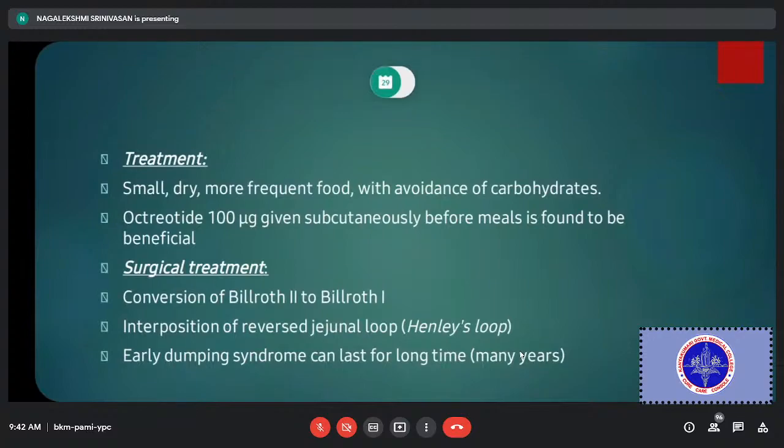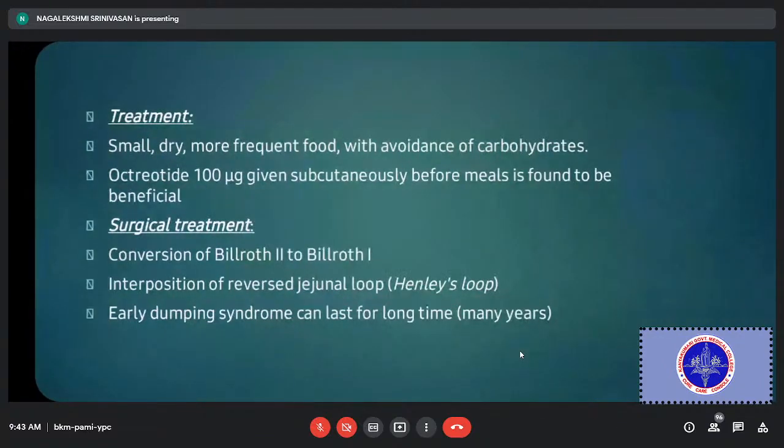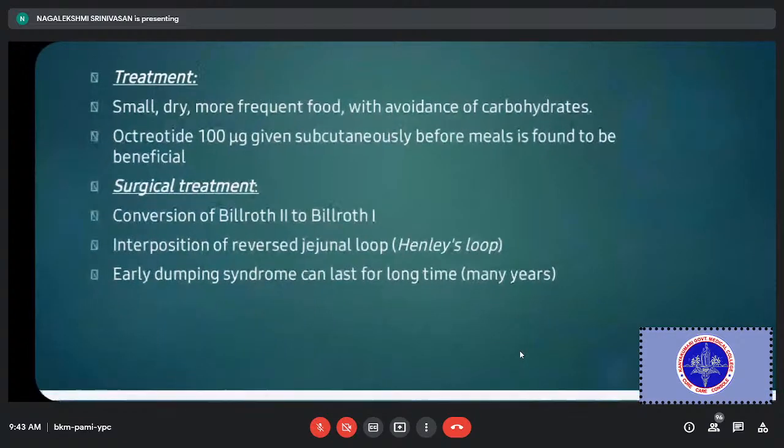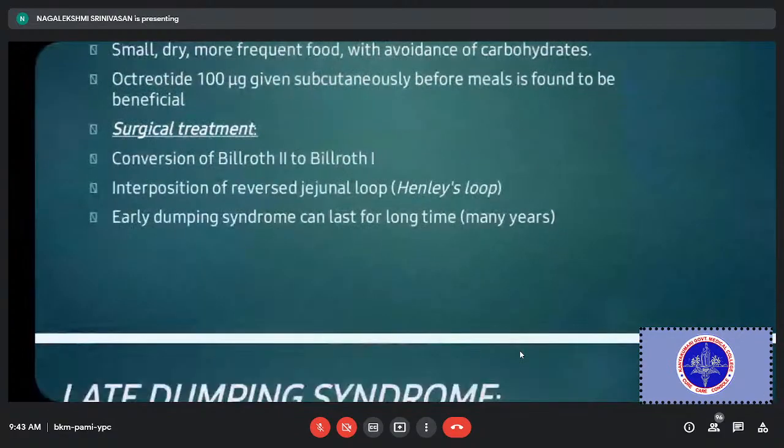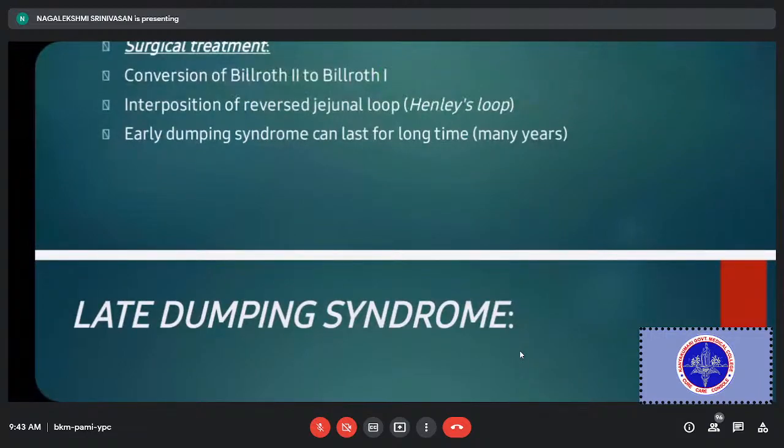And treatment is small, dry, more frequent food, that is avoidance of carbohydrate food. Excess of carbohydrate has to be avoided. Octreotide can be given subcutaneously before meals, which will reduce the secretion, and that is found to be beneficial. Surgical treatment: conversion of Billroth 2 to Billroth 1 can be done, and next is the interposition of a reversed jejunal loop, called Henle's loop, which can also be tried. Early dumping syndrome can last for a longer time. Many years the patient can have it, unless they understand the basic pathology and preventive techniques.